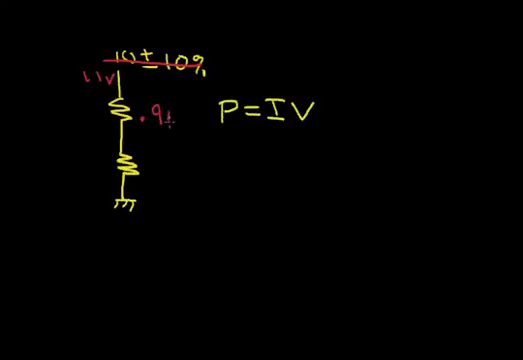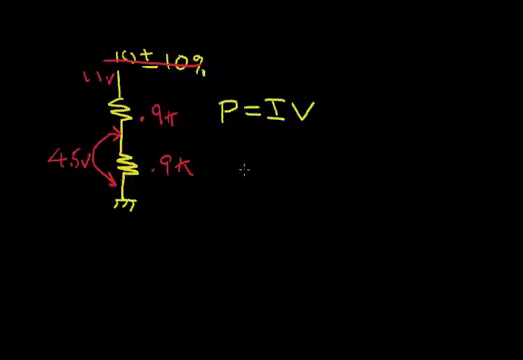This will be 0.9K. This will be 0.9K. So this will be 1.8K divided into 11 volts. And we can calculate our current. And we can take that current and multiply it by the voltage across this resistor, which will be half of 11 volts. The voltage drop will divide equally among these two resistors since they're the same value. So we'll have 4.5 volts times the current.